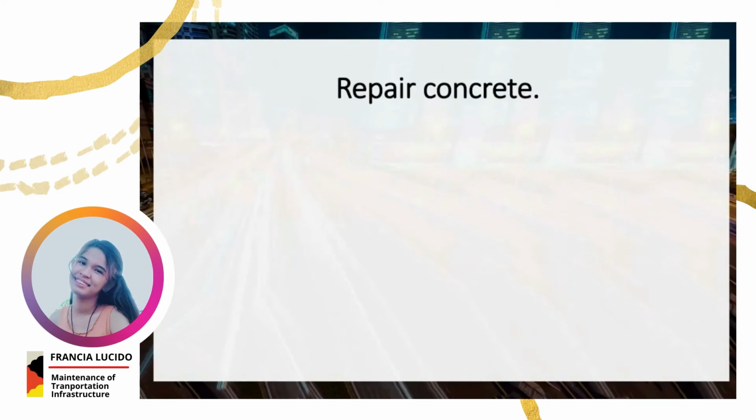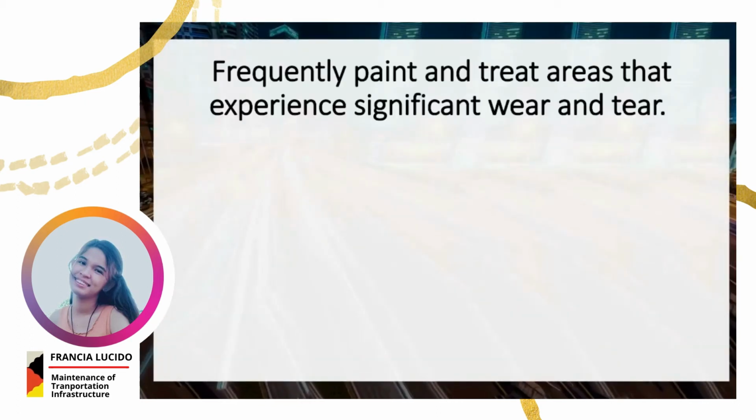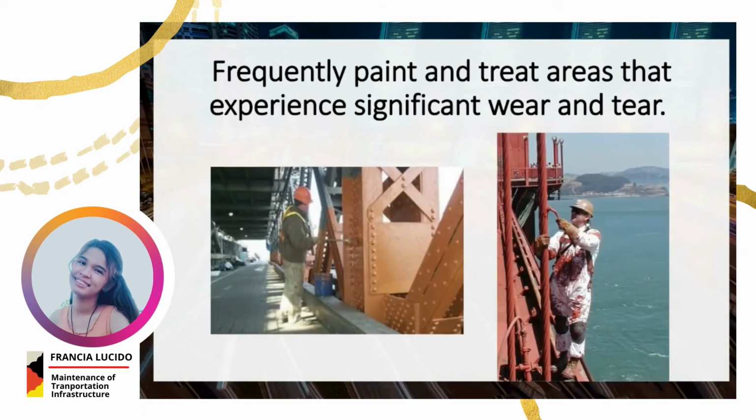It is also important to repair concrete. This should take place at the same time as other preventive measures. It protects other bridge elements, including ones made of steel, from damage and corrosion. Frequently paint and treat areas that experience significant wear and tear. This extends the life of the most vulnerable bridge elements.